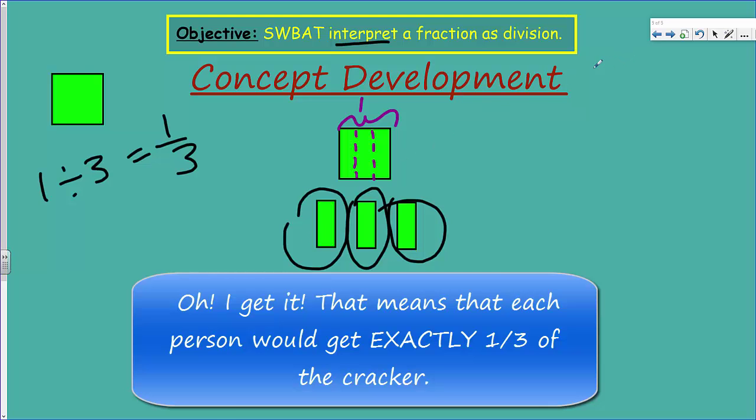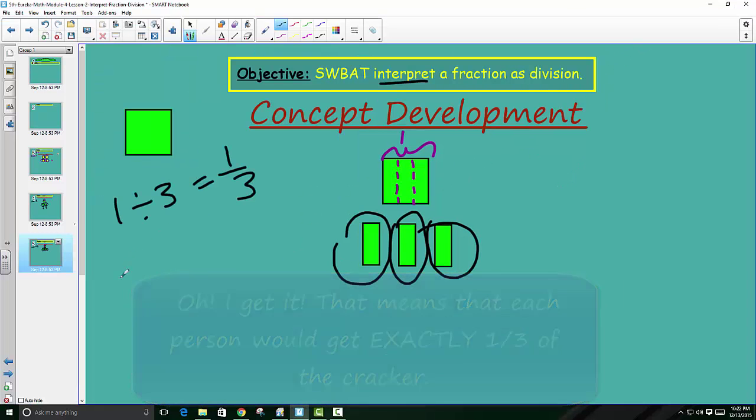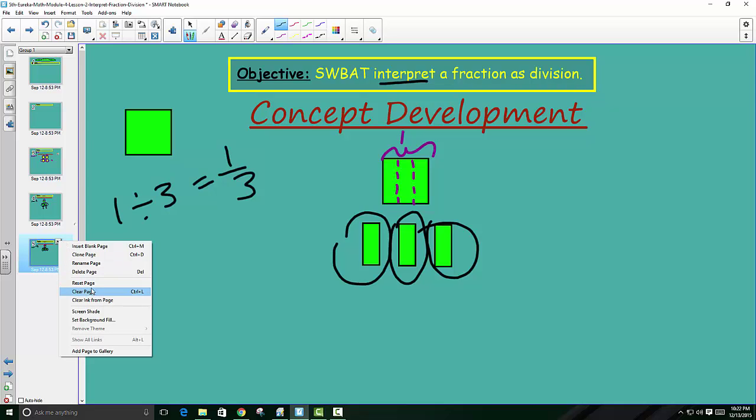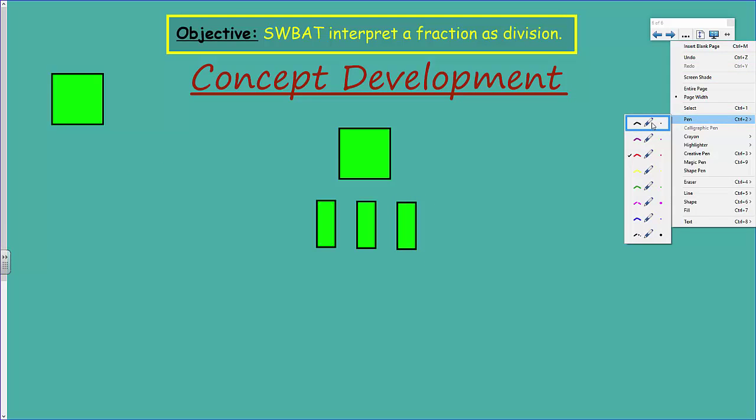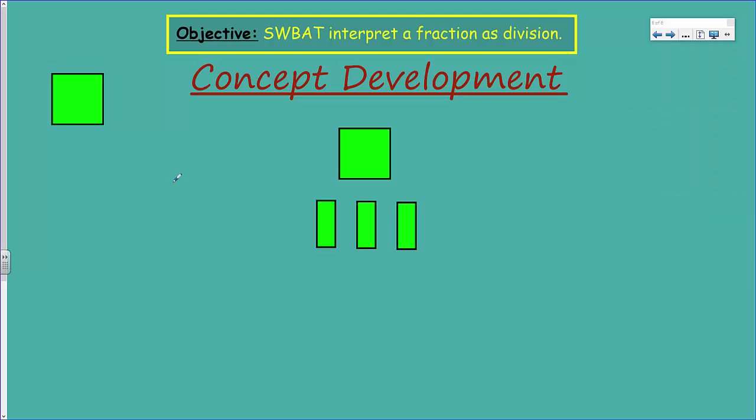All right. Now what I want to do here is, I think this is my last page. So I'm going to go ahead and make a copy of that page. Let me see if that'll work. And let's just clone page. Thank you. And now we're going to do something a little bit different here.